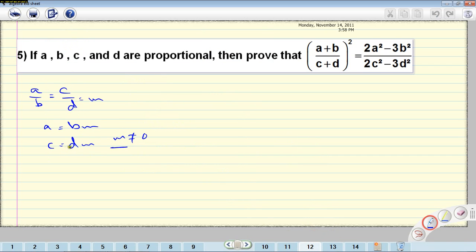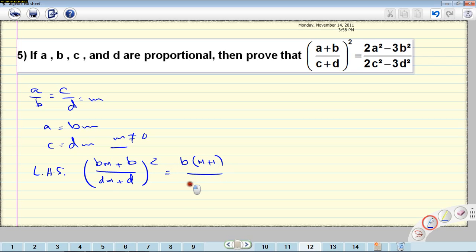Okay. First, the left hand side. A, which is BM plus B over C, which is DM plus D. I'm going to take a common factor, which is B open bracket M plus 1 over D open bracket M plus 1. And don't forget to write to the power of 2. And this will be cancelled with this, so the answer is B to the power of 2 over D to the power of 2.